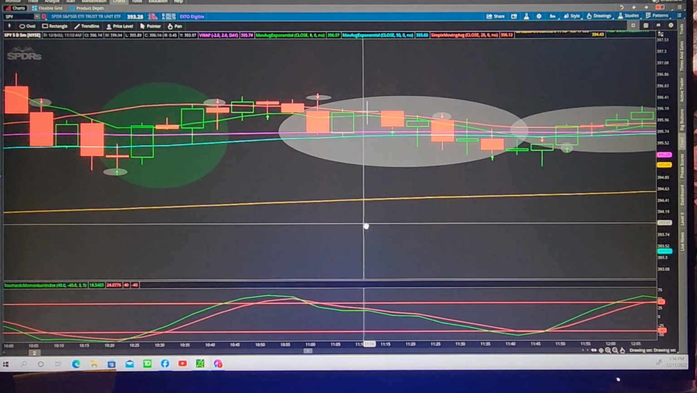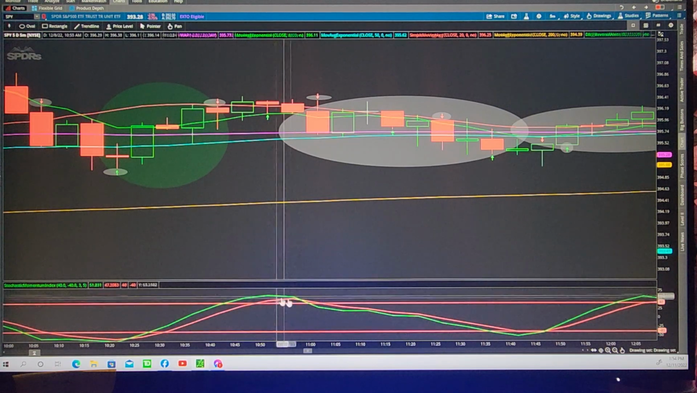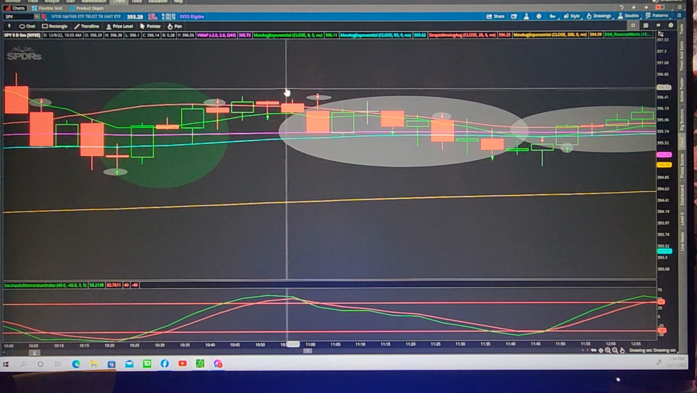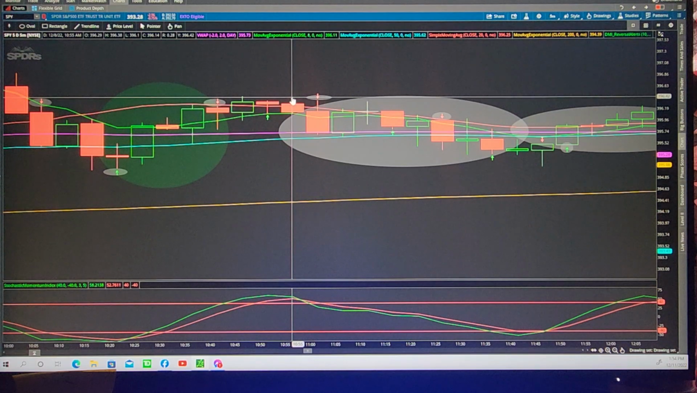If that's all you do is take the trades where the crossover is above or below the 40s and you've got your indicator, hell, you don't even have to have the indicator.